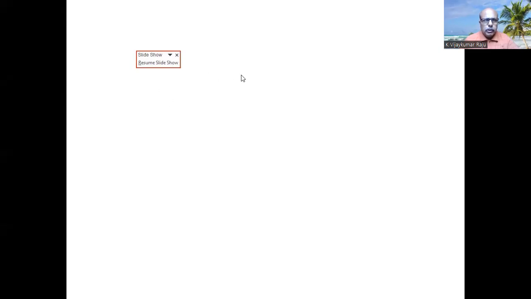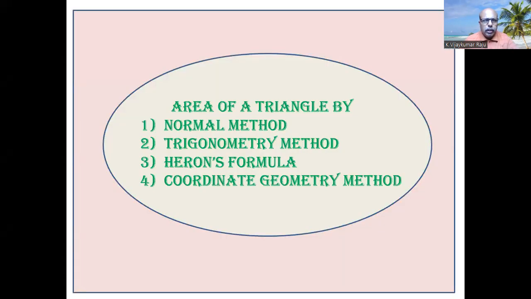Now we are going to study how to find the area of a triangle by different methods. Here, we first find the area of the triangle by the normal method, then the trigonometry method, Heron's formula method, and the coordinate geometry method.